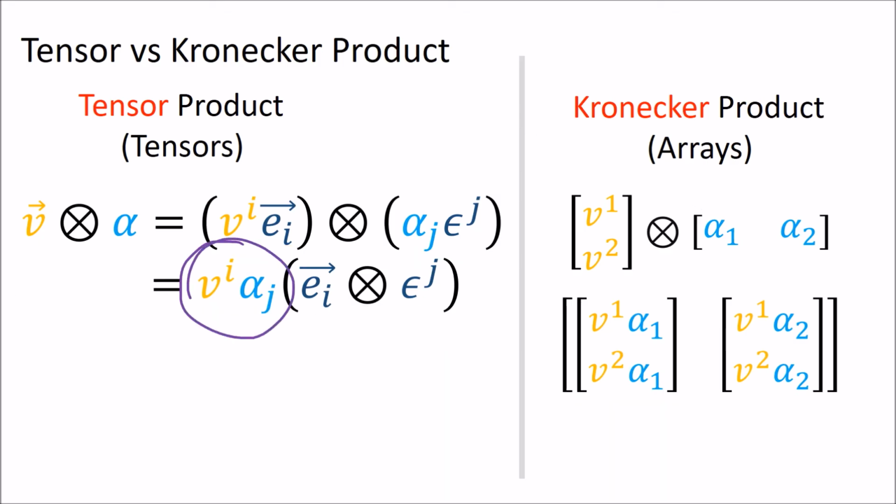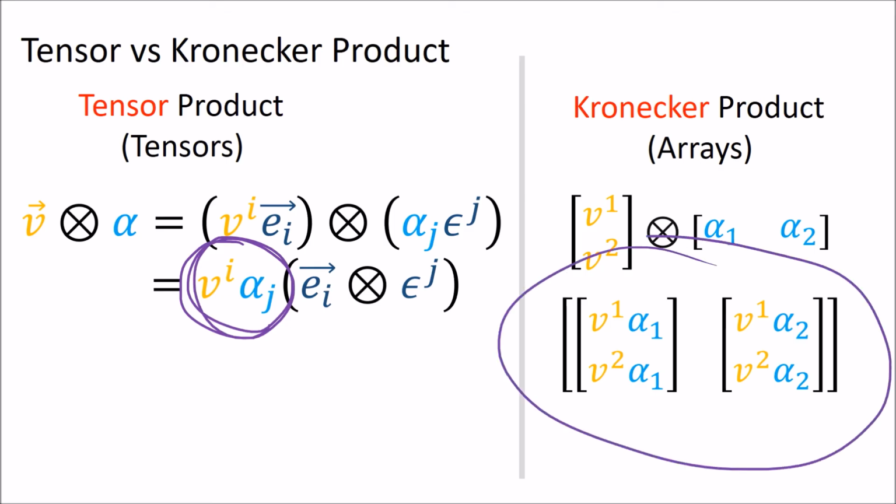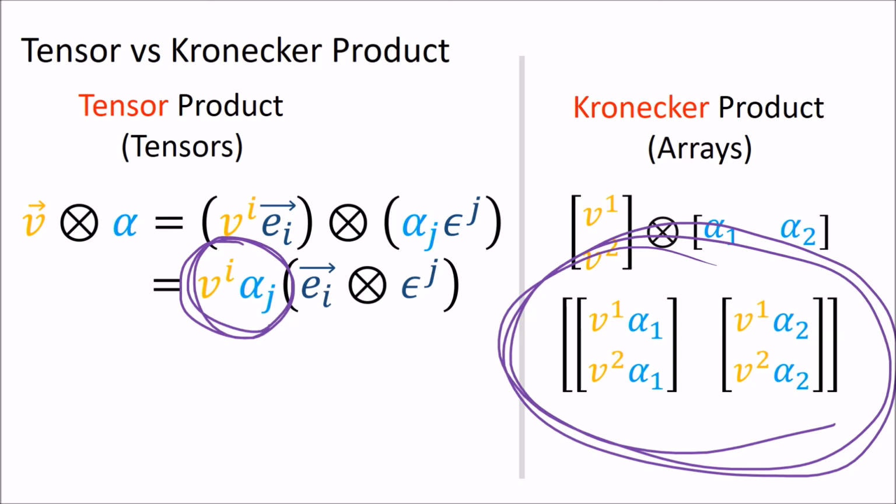But the components that we get from the tensor product are just the components of the matrix that we get from the Kronecker product. So really, the tensor product and the Kronecker product are sort of like the same operation. They're just doing the work in different contexts.